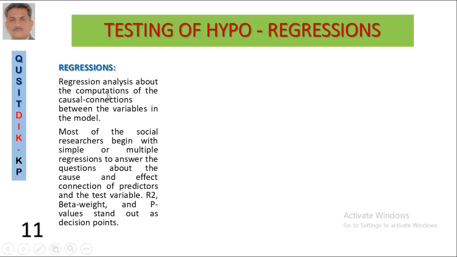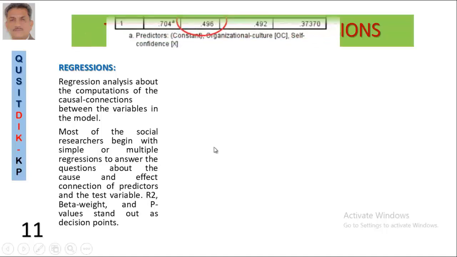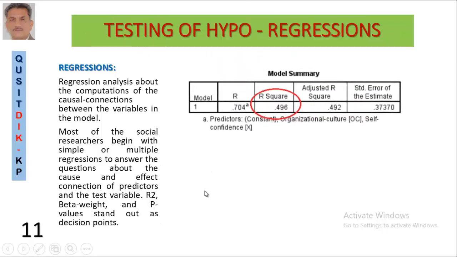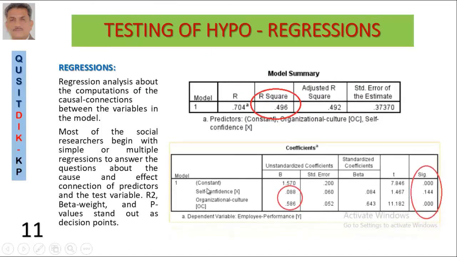Regression analysis is about the computation of the causal connections between the variables in the model. Regression analysis is concerned with this. Most social researchers begin with simple or multiple regressions to answer questions about the cause and effect connection of predictors and the test variable. R2, beta weight and P values stand out as the decision points.